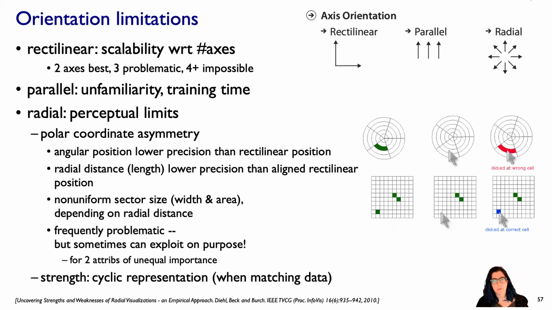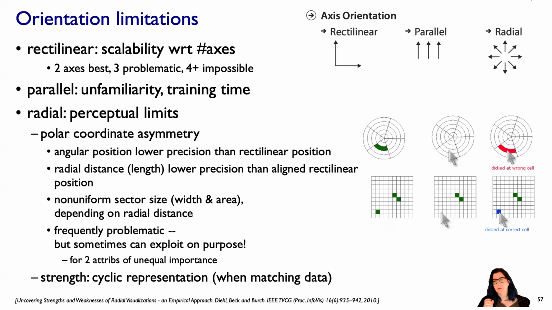And then with radial coordinates, there are these real strong perceptual limits. In addition to these issues about the precision of where you can read off information, with angular position being just much lower precision than rectilinear position, and radial distance being lower precision because you're just doing a length judgment instead of an aligned judgment, there's this non-uniformity. The size, if you just have a grid in radial coordinates versus rectilinear coordinates, the size of the sectors is not uniform. Both their 1D size width and their area depends on the radial distance. So often this is a problem.